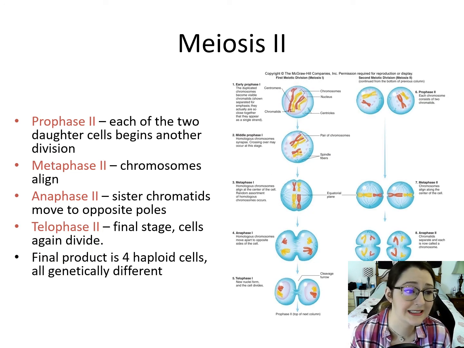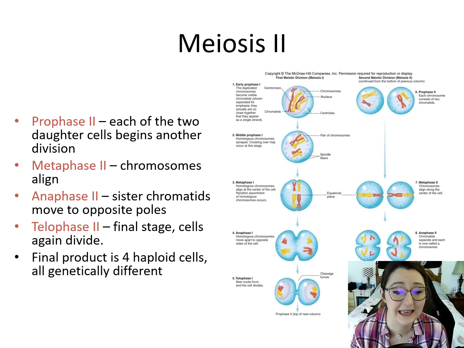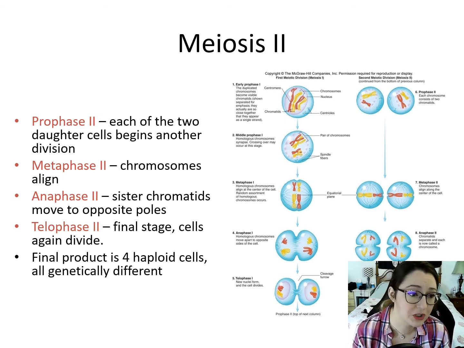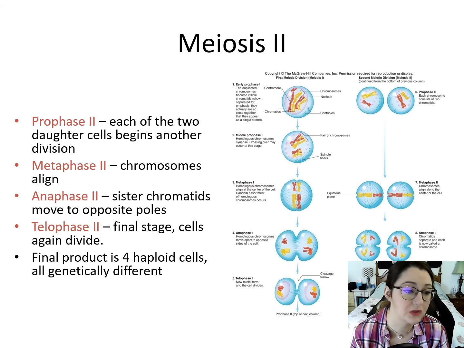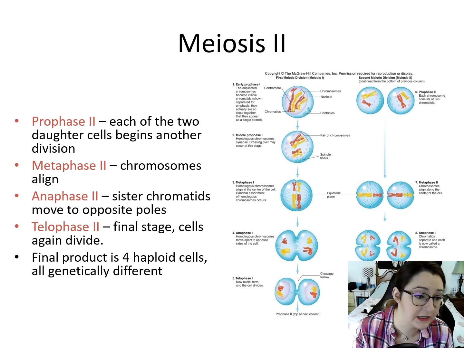Meiosis 2 is essentially where each one of these is going to basically do that again. So prophase 2, each of the 2 daughter cells begins another division. Metaphase 2, we're going to have chromosomes aligning. Anaphase 2, the sister chromatids move to opposite poles, and telophase 2, the final stage where cells again divide. So what I want you to get from this is that the final product will be 4 haploid cells.